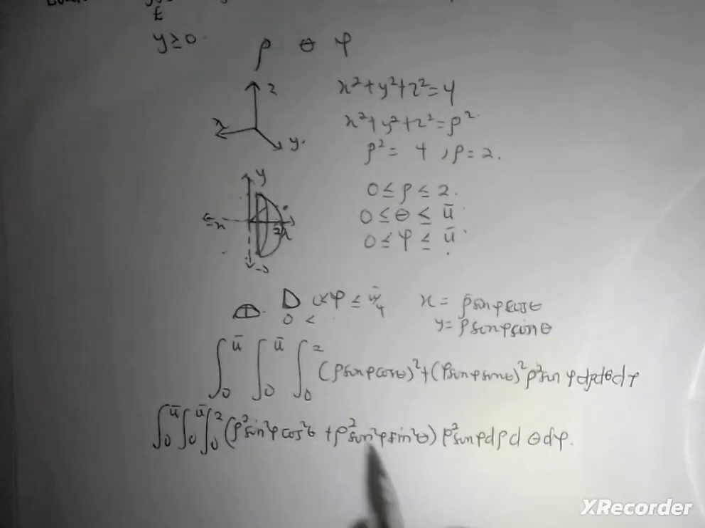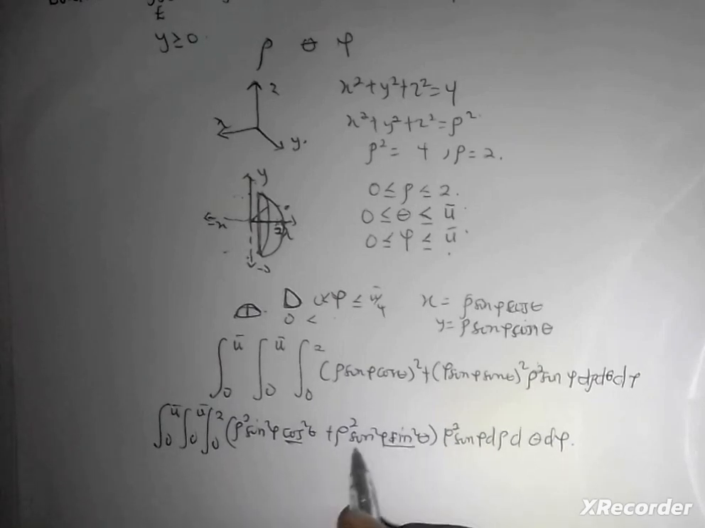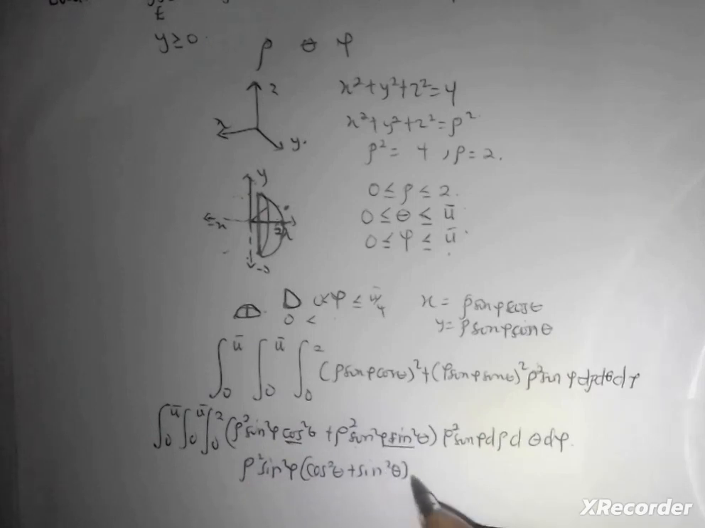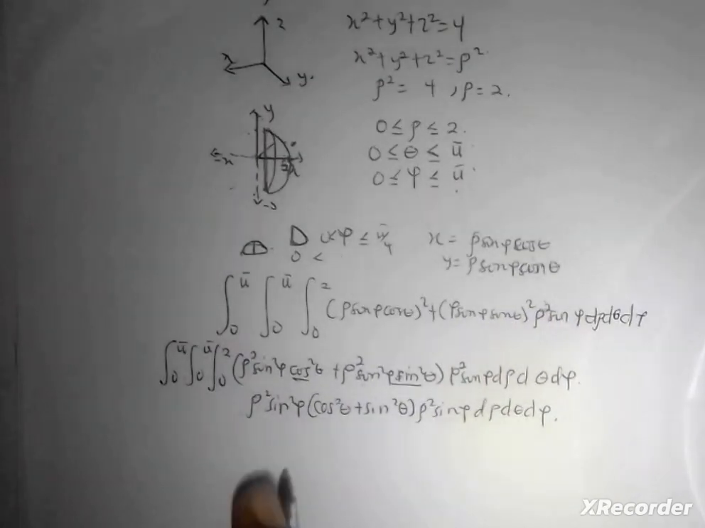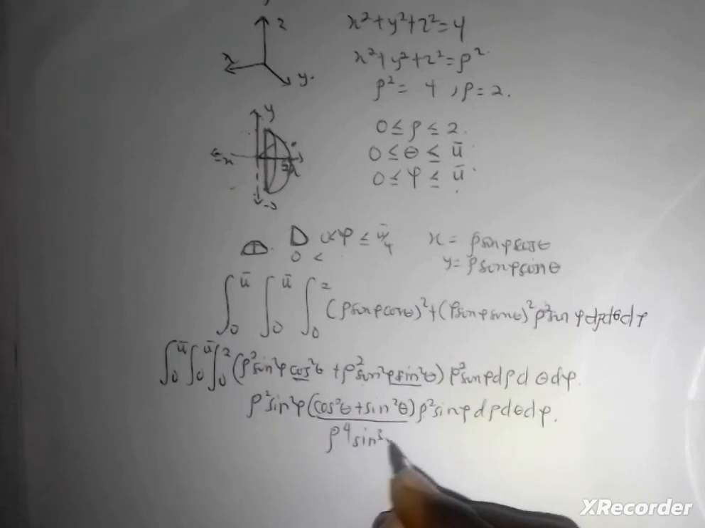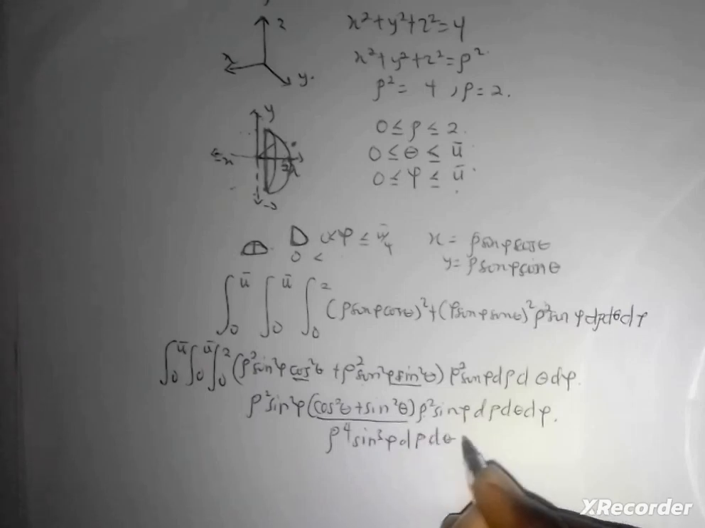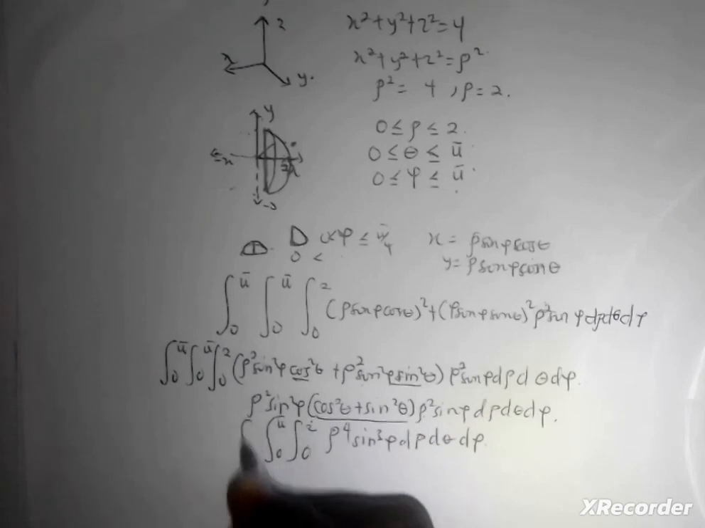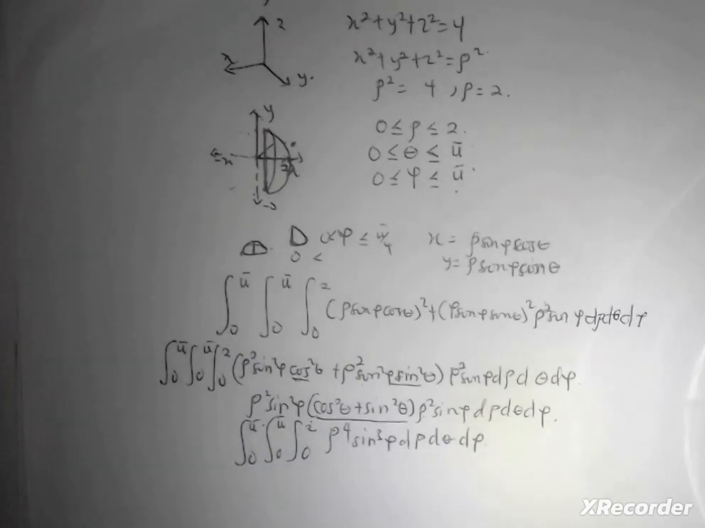At this point, you realize that we have cos squared, we have what? Sine squared. Then I have this here, so I'll factorize rho squared sine squared phi out. I'll get cos squared theta plus sine squared theta, then multiplying rho squared sine phi, the rho, the theta, the phi. So after getting this, I can say that this is equal to 1. So it will give me rho to the power 4 sine cube phi, the rho, the theta, the phi. My integral comes 0 to 2, 0 to pi, 0 to pi, like this.